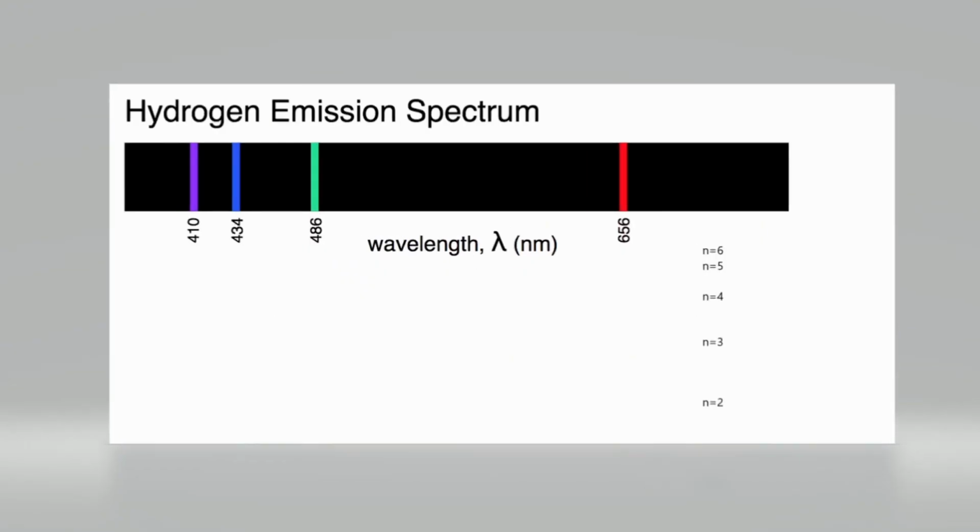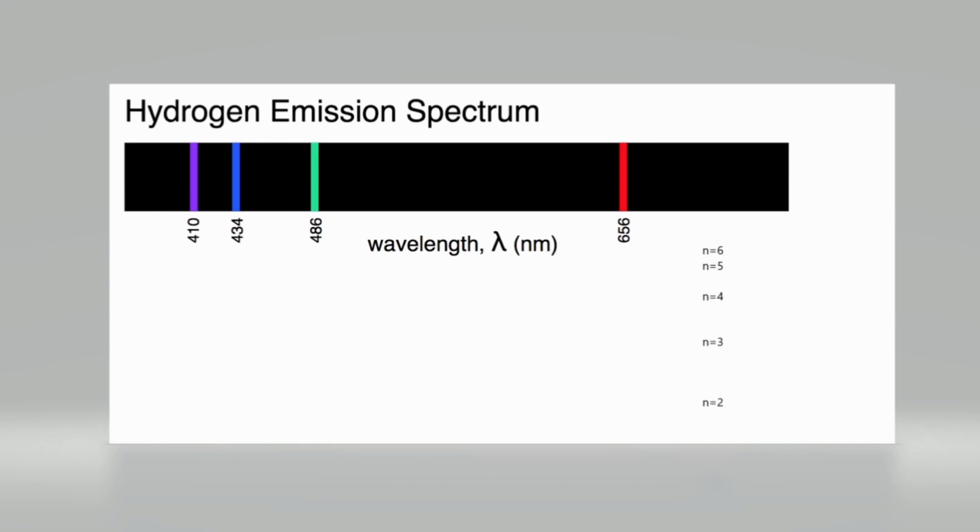So let's take another look at the hydrogen emission spectrum. Remember, all wavelengths are measured in nanometers. Here we have a lavender colored one at 410, a blue one at 434, a green one at 486, and then a red one at 656. Now, really, all you're looking at here is electrons going from higher levels down to lower ones.